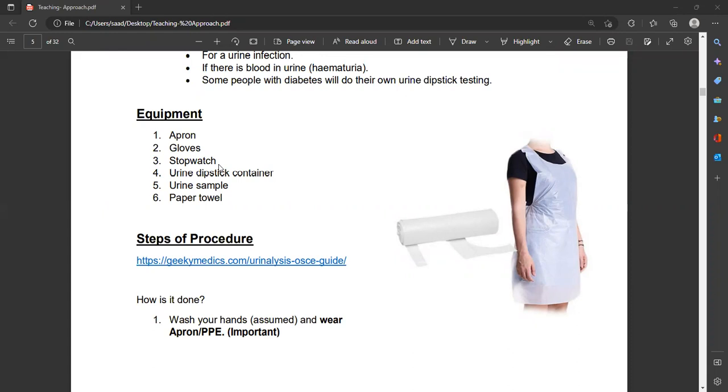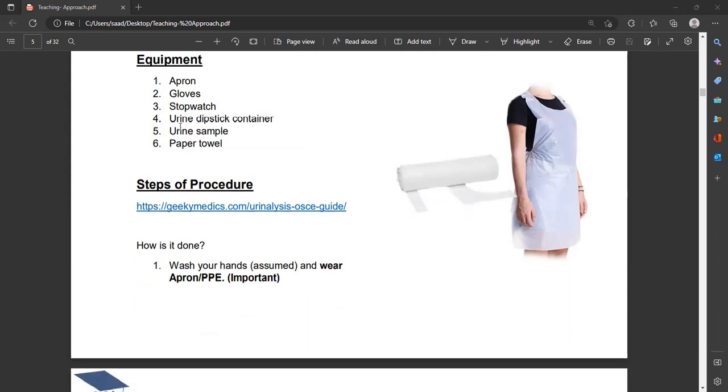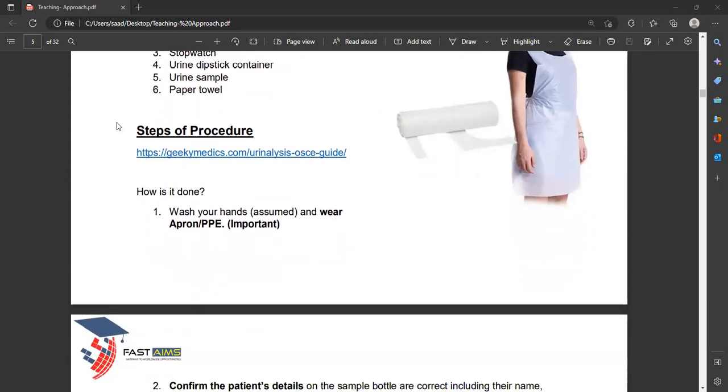First thing, you will ask the student, let's perform this procedure. First thing is gather equipment. And what are those equipments? Apron, gloves (assume you are gloved, that will be written on the wall, that you are gloved and you have washed hands), and a stopwatch as well. Urine dipstick container, urine sample, and paper towel. These are the equipments. The next is the steps of the procedure. I will be showing you the video as well when we are done with this scenario. Then you can watch the video that will help you see how urine dipstick is performed.